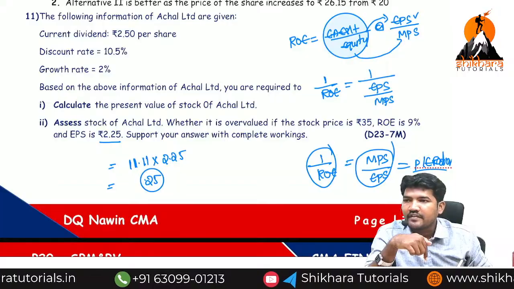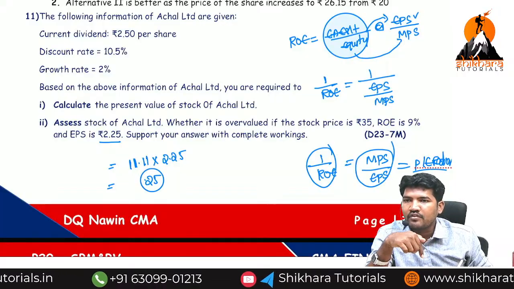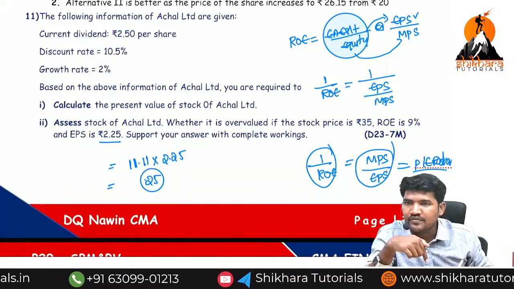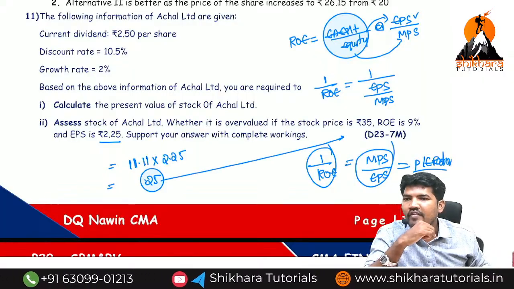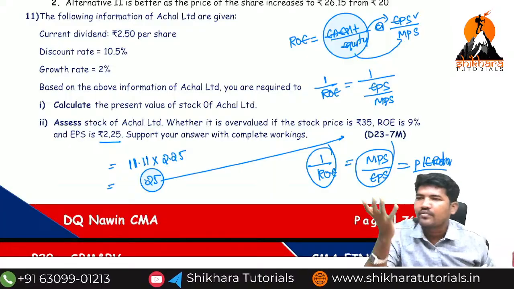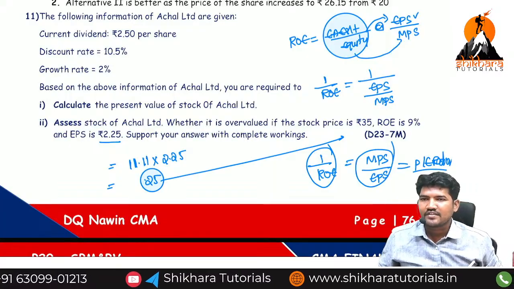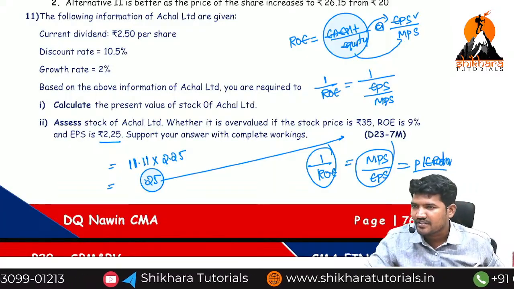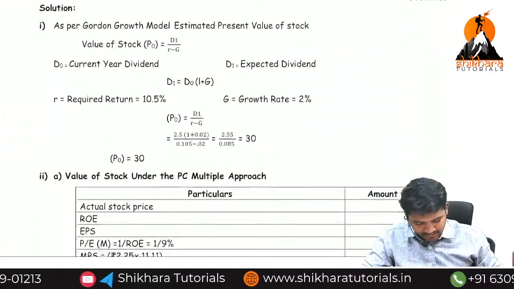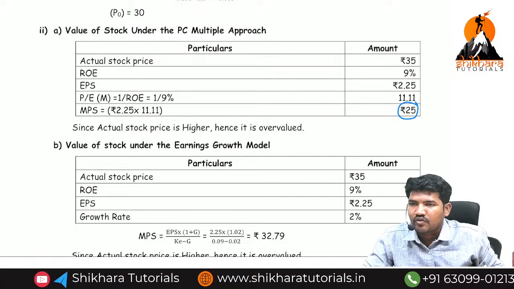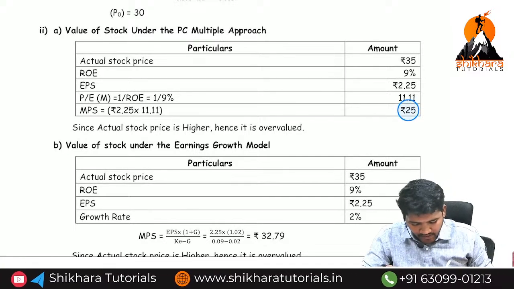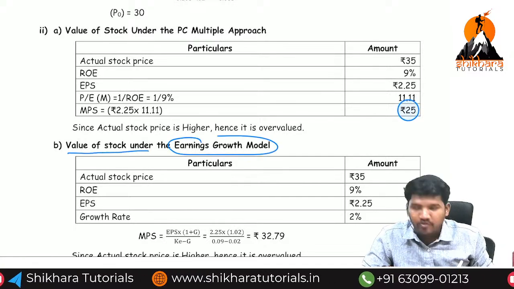What is your capability? Your capability is 25. You are ready to invest at 25. But how much is it in the market? Overvalued or undervalued? Overvalued. Are you clear, sir? This is one way of calculation. Next, the second value of stock under the earning growth model.